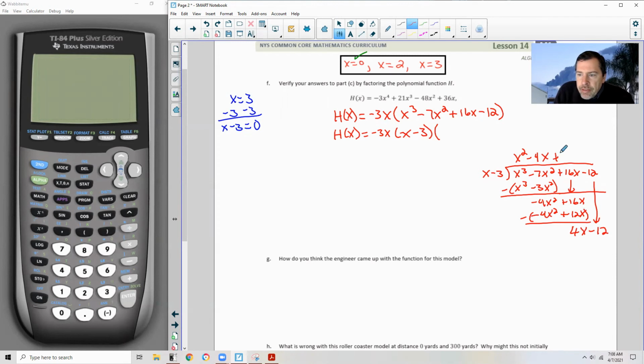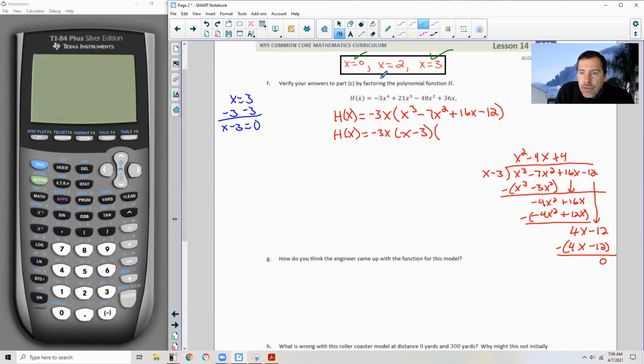4x divided by x is 4. 4 times x is 4x. 4 times negative 3 is negative 12. That should be an x. And when I subtract these, that's a 12. Holy cow, let's fix that. Try again. 4 times x, 4x. 4 times a negative 3, negative 12. Subtract, get 0. So x minus 3 is a factor, which solidifies the fact that this is a solution.